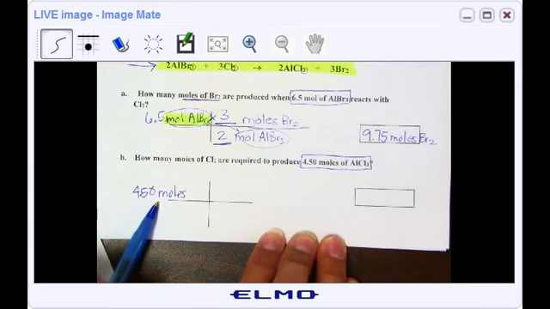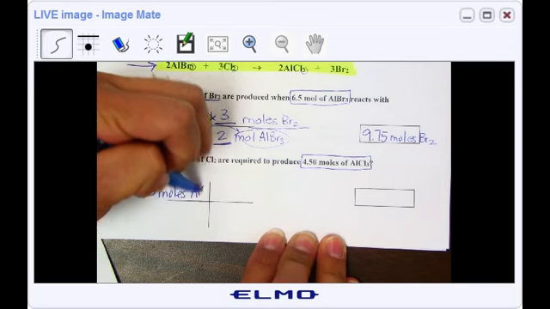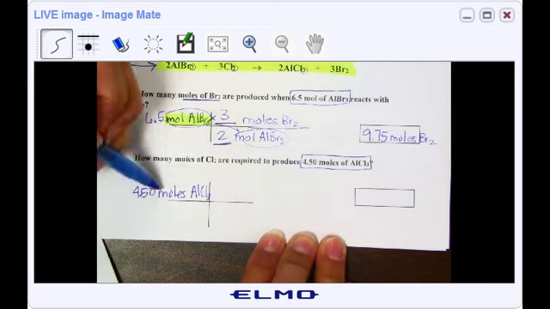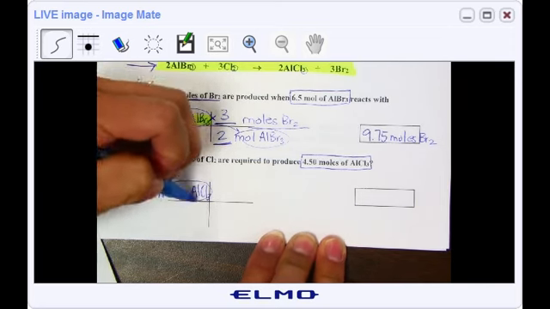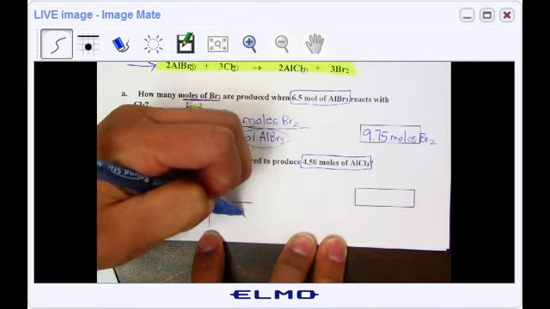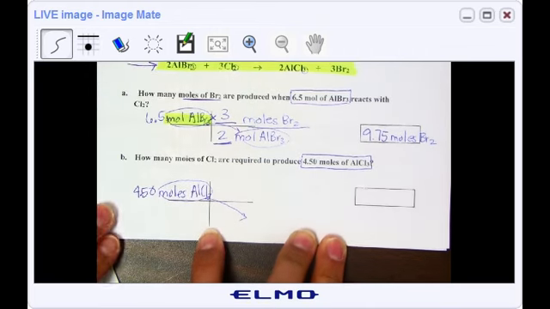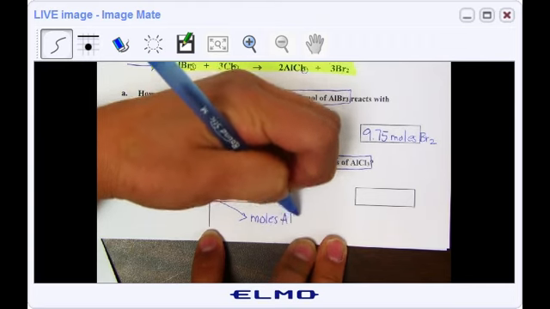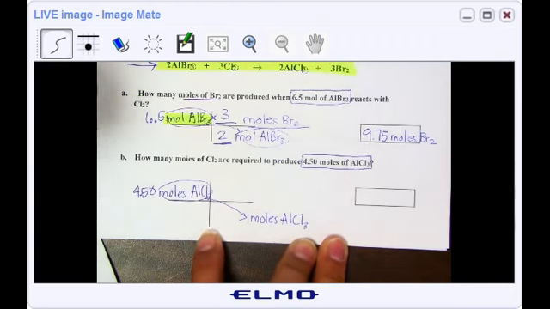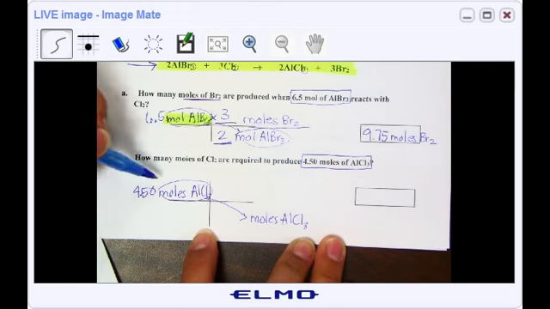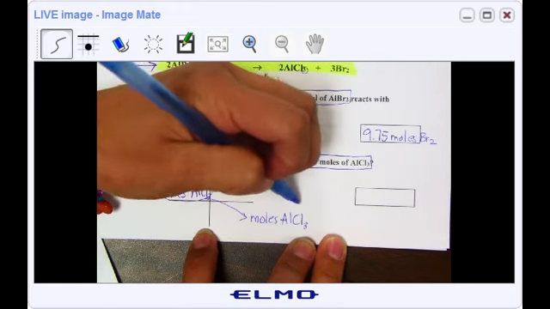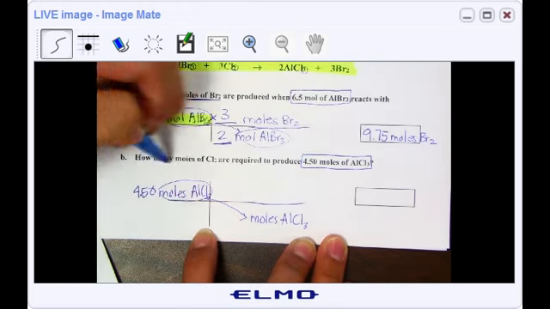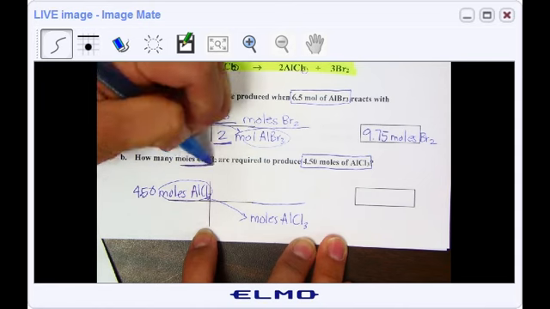Do not leave it like this. You need to include moles of what? Because if that's what's here, then you know what's going to go down here: moles of AlCl3. And what we are looking for goes in your top right-hand corner. How many moles of Cl2? That's what we're looking for.